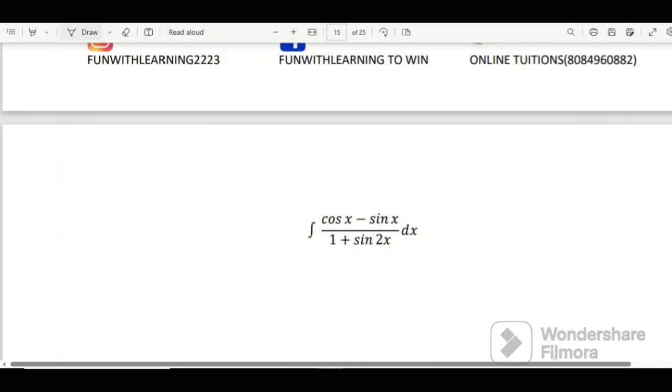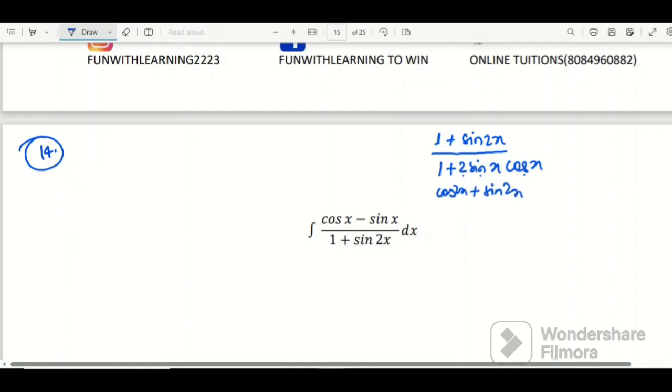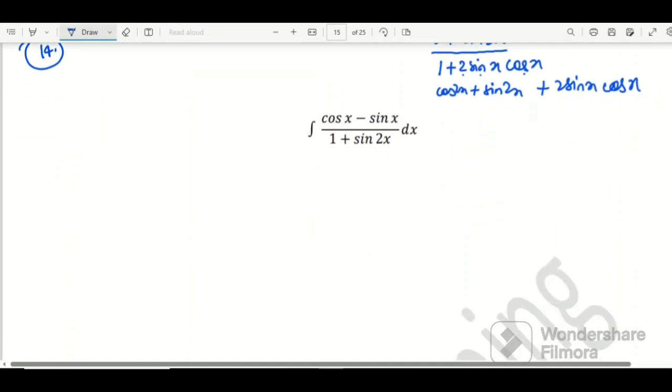Okay, now we have this 14th number. The main thing with this type of question is that we need to observe it. Whenever you see something like sin x into cos x, 2, it is in the form of 2 into a into b. And what are a and b? It is cos square x plus sin square x plus 2 sin x into cos x. Now you can easily use the formula of a plus b whole square. So we are going to try that.